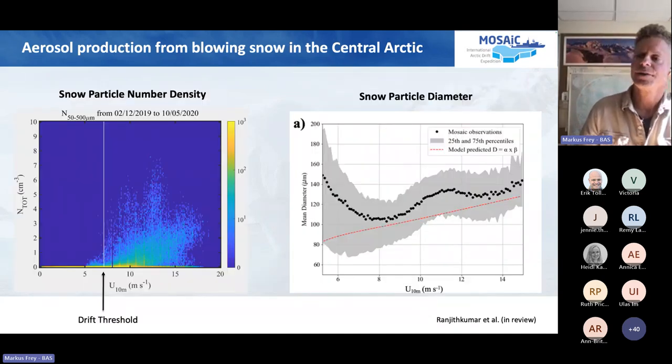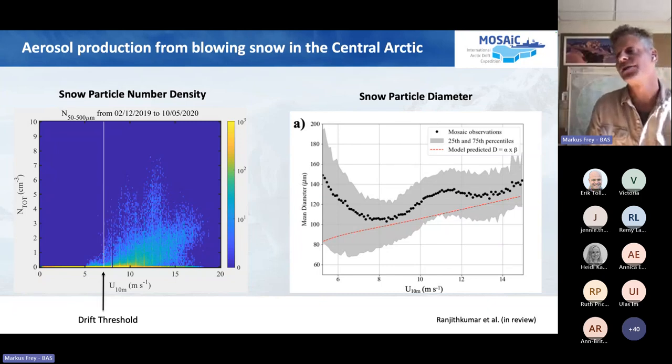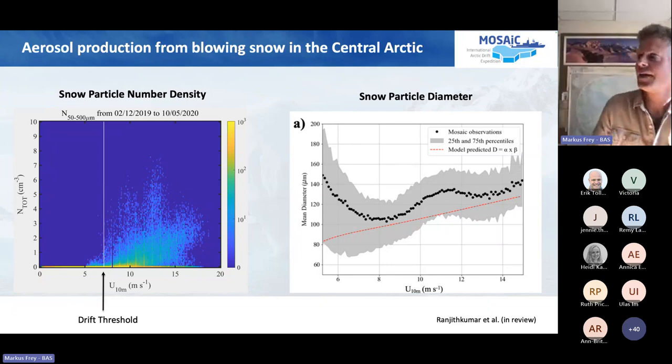Then we moved on to improve the existing model. Currently, we see here as well the increase in snow particle number density with wind speed, but also the particle diameter on the right-hand side increases with wind speed. However, in the model, there's a fixed snow particle size distribution. So we replace that with one which depends on wind speed, which is highly variable. The model is then the red line here, which mimics quite well the observed particle diameter of the snow particles.